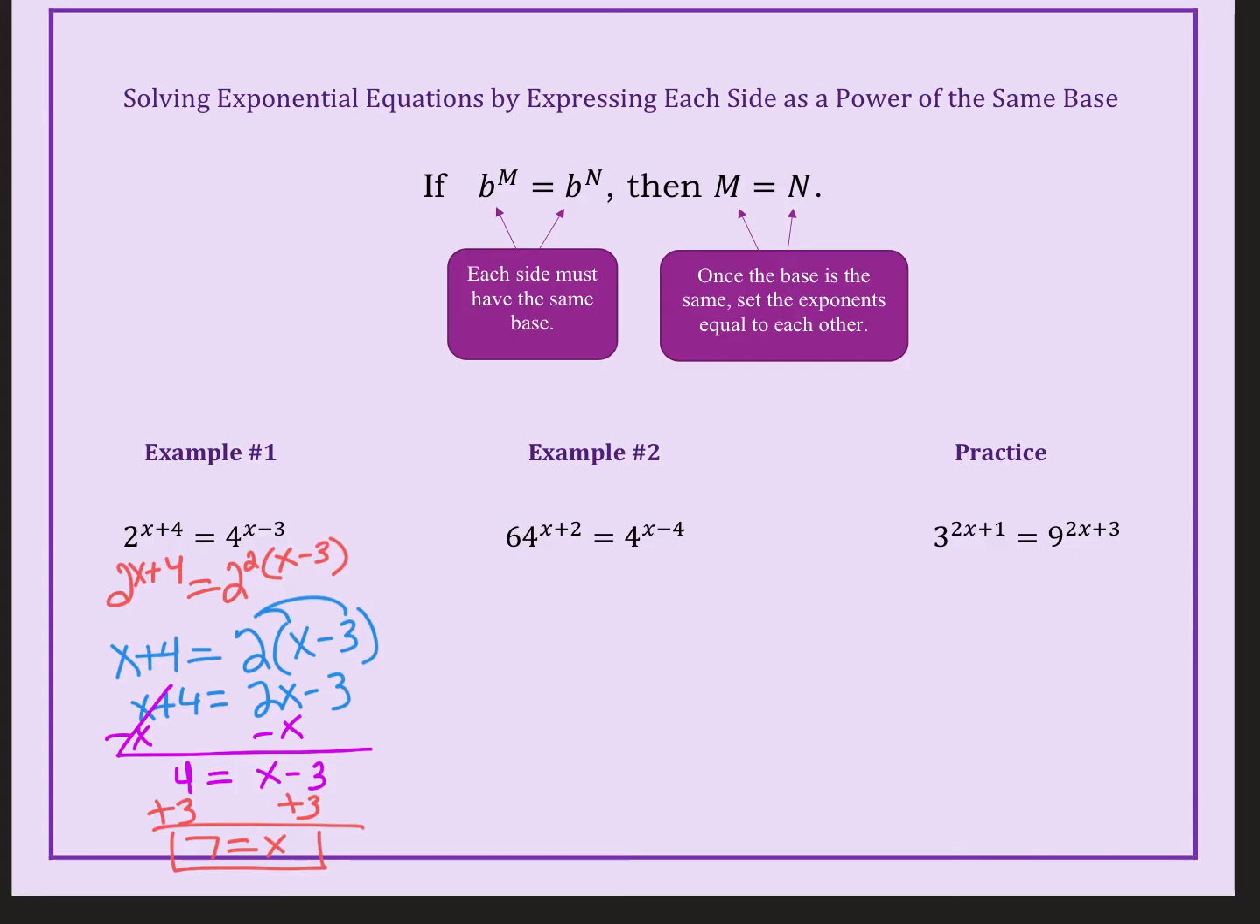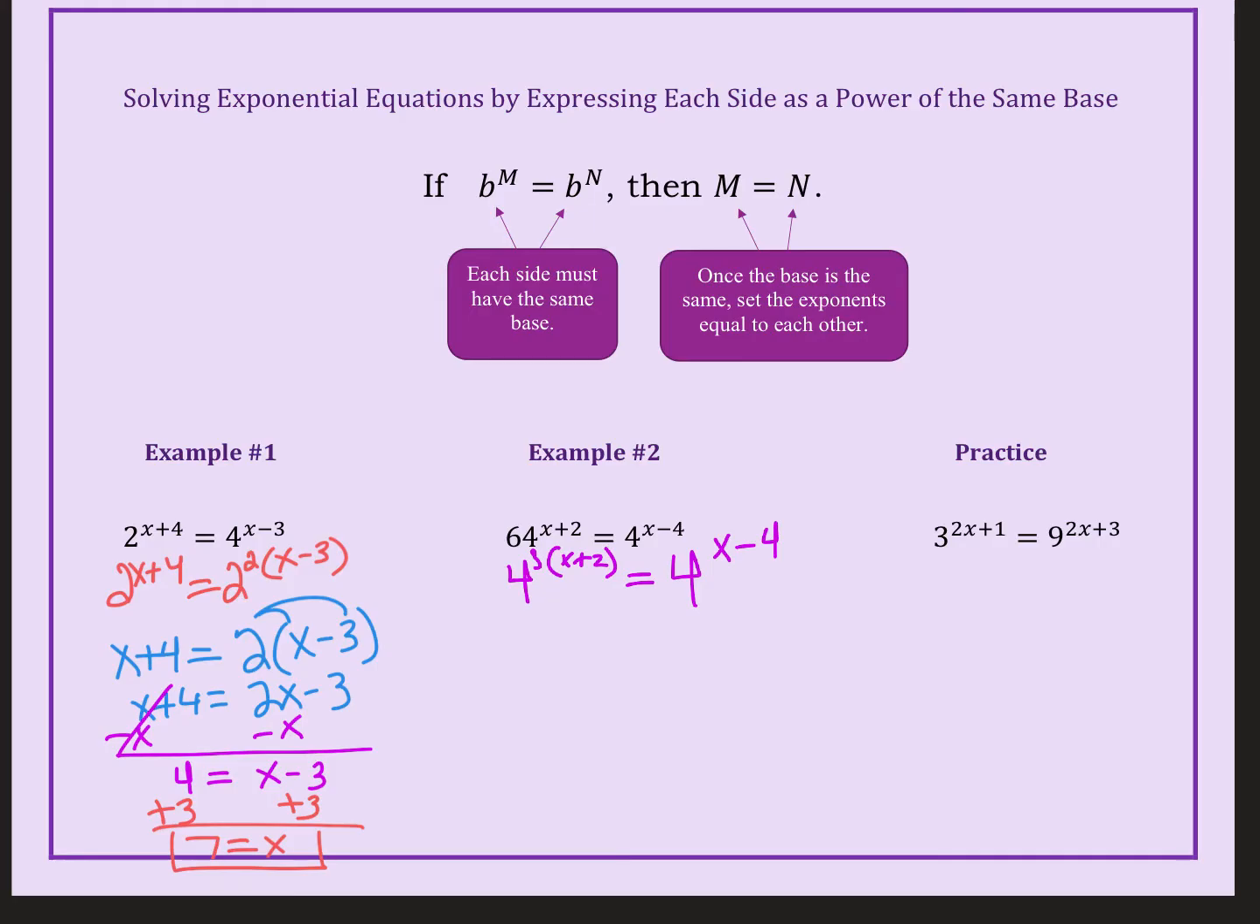Okay, so let's try that again. So now we get into a 64 and a 4. How can I make a 64 and a 4 have the same base? Well, 4 cubed is equal to 64. So I'm going to convert the 64 into 4 cubed. Now I bring down that x plus 2 on the left. And my right side is still x minus 4.